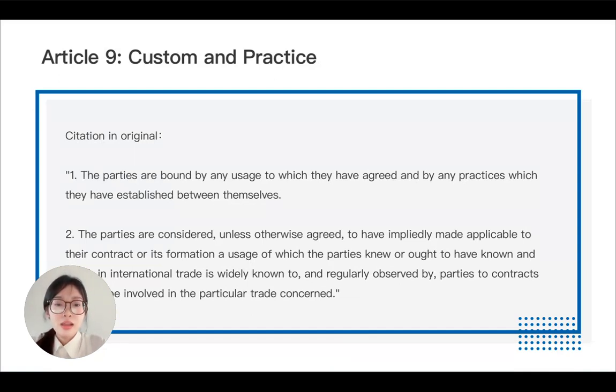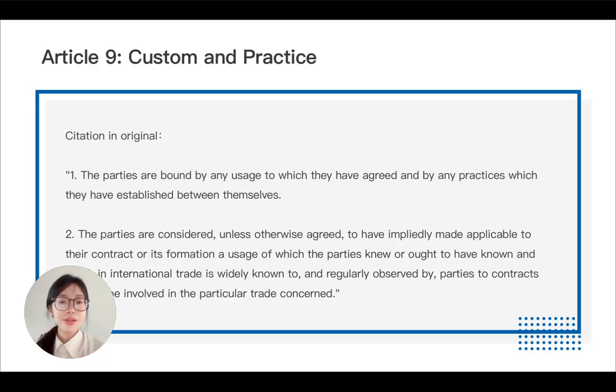Article 9: usages and practices. Article 9 recognizes the relevance of trade usages and established practices between the parties. The parties are bound by any usage to which they have agreed and by any practices which they have established between themselves.